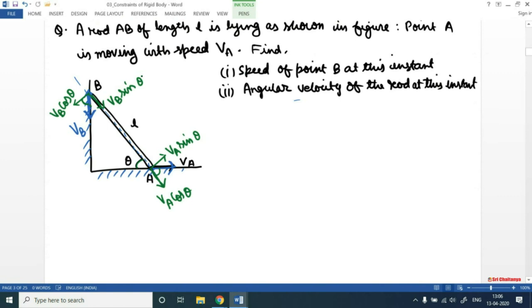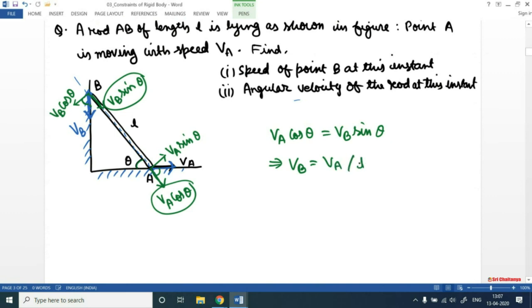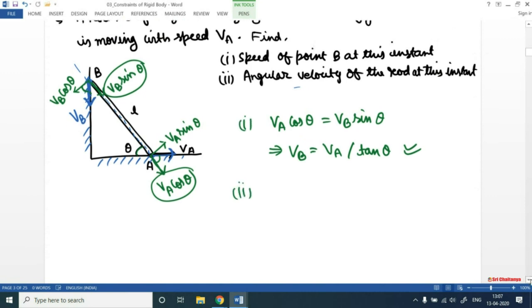Using the rigid body constraint, the velocity components of point A as well as point B along the line of separation are going to be equal. So that gives us VA cos theta is equal to VB sin theta. So VB we simply get as VA upon tan theta. That is our answer to the first part of the question, and the answer to the second part is easy as well.